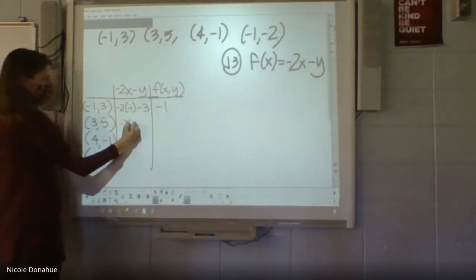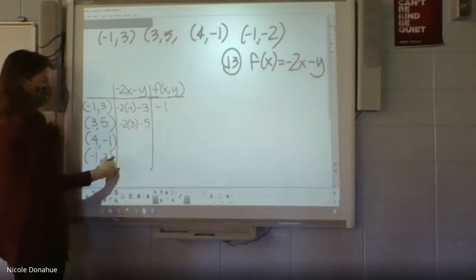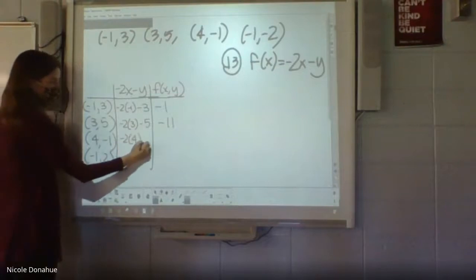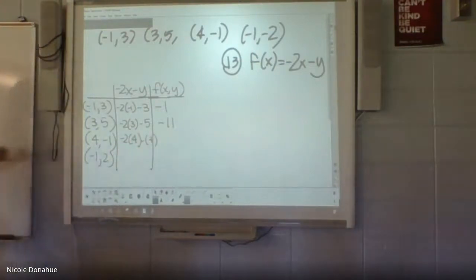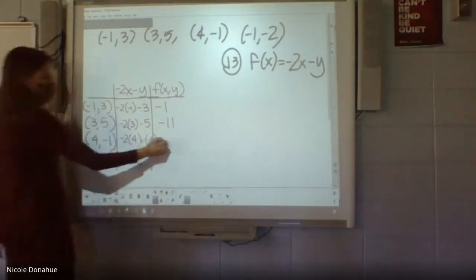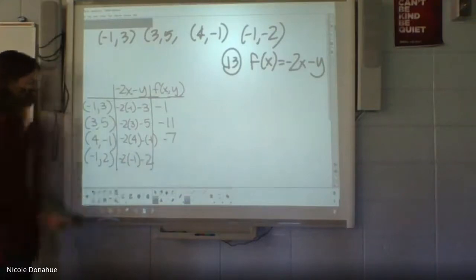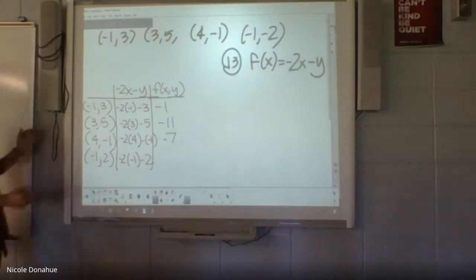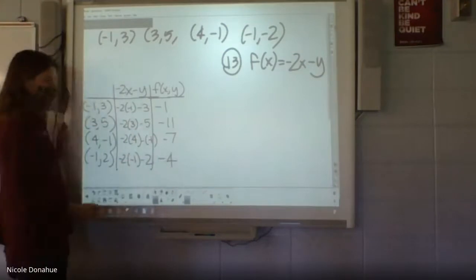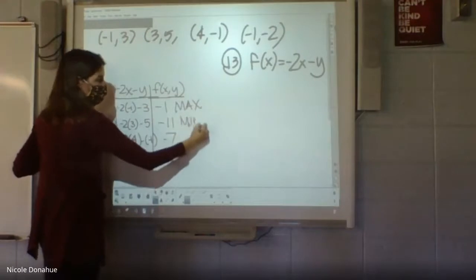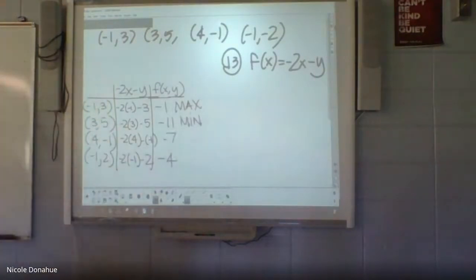Then negative 2 times 3 minus 5, so negative 11. Negative 2 times 4 minus negative 1. I mean negative 8 plus 1, so negative 7. And then negative 2 times negative 1 minus 2, negative 4. So the largest one is actually this negative 1, and then the minimum. That was for 13.